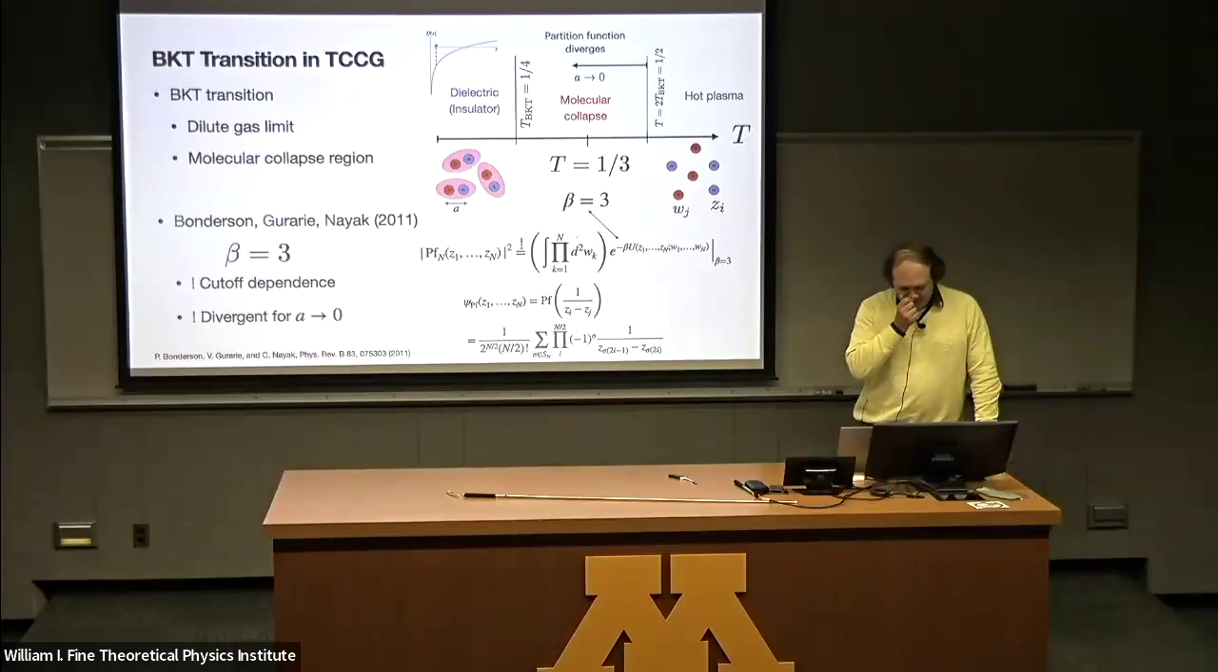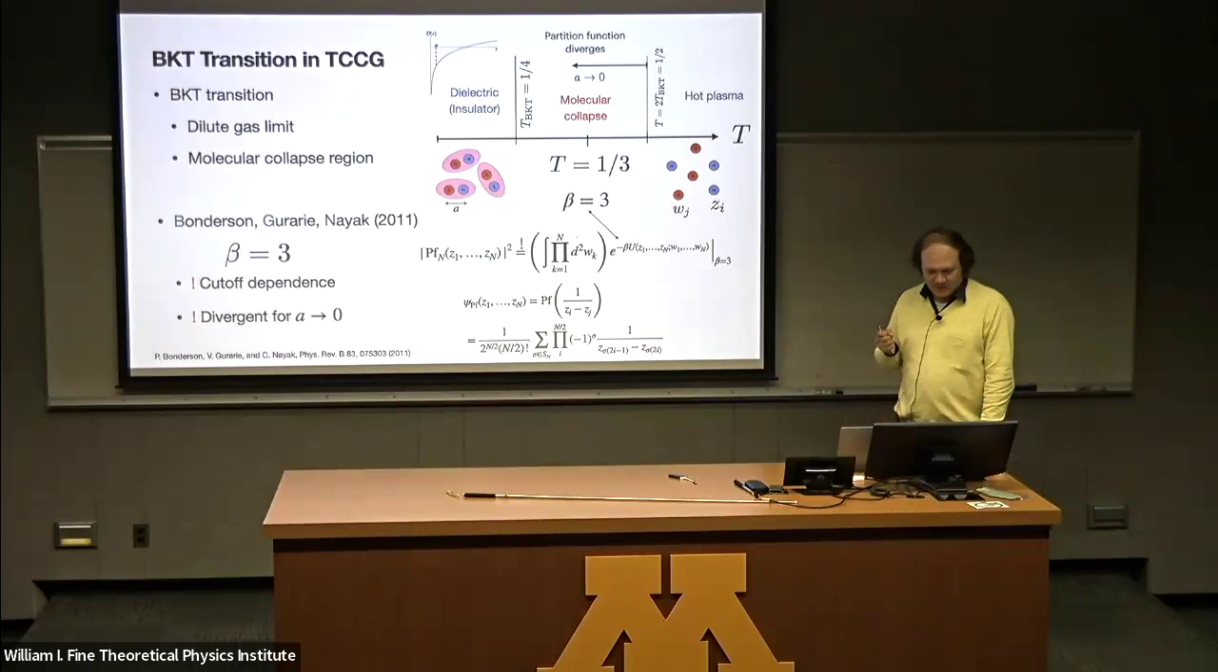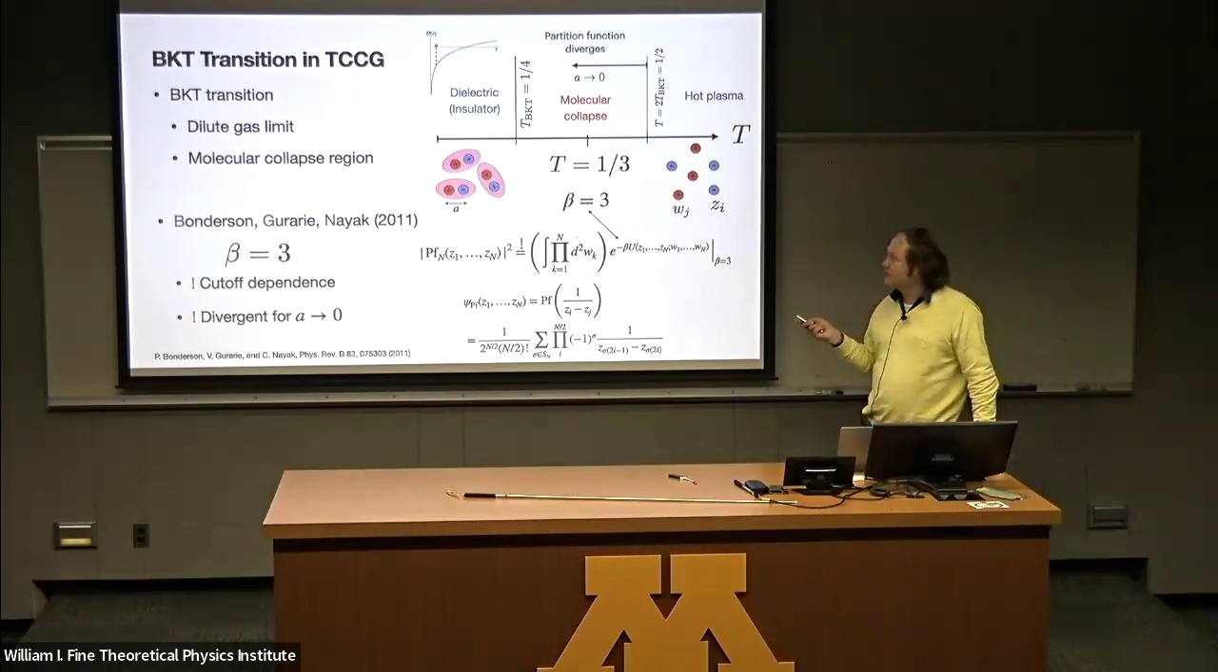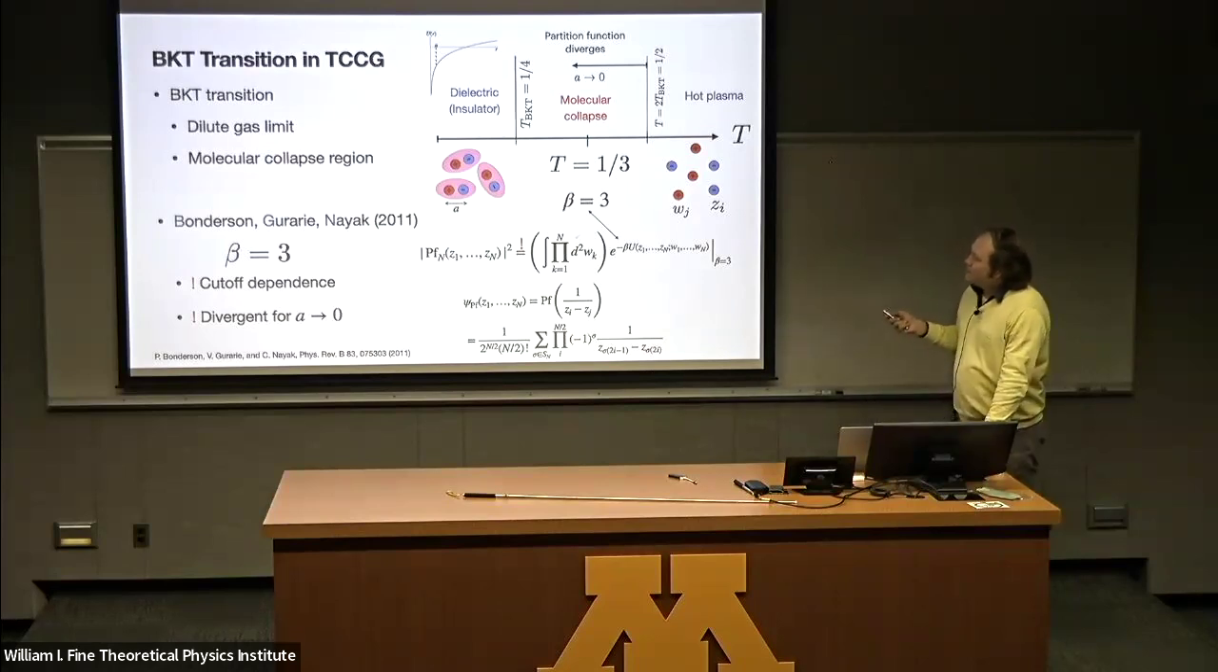So what was the problem with the previous plasma mapping? Let me first describe what the conjecture was. This is the phase diagram of the two-component Coulomb gas as a function of temperature. It has a BKT transition at 1/4. Here I'm using units in which the charges are 1. This is where all the charges are bound into neutral molecules.